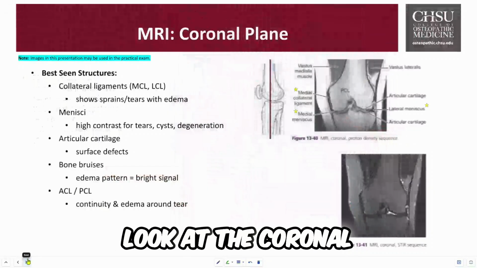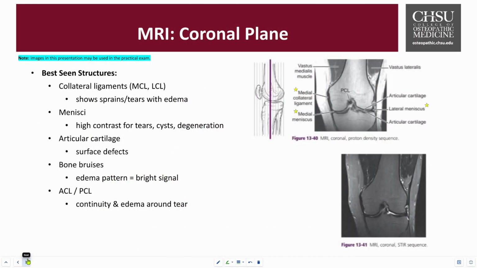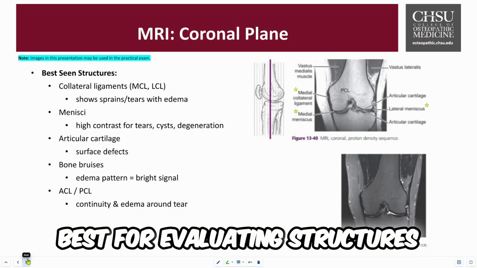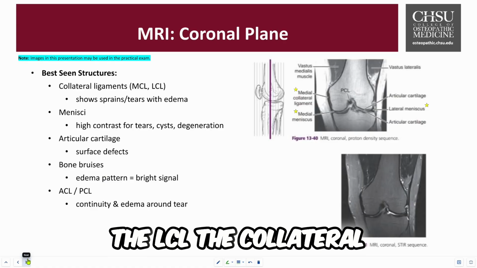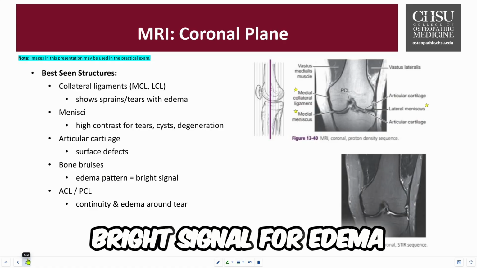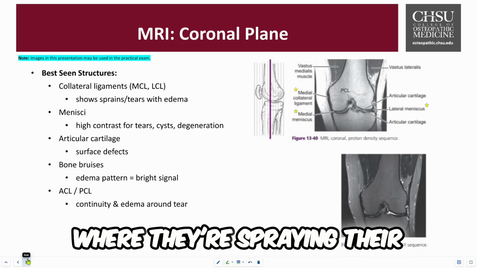Now let's take a look at the coronal view of the MRI. The coronal view is best for evaluating structures like the MCL and the LCL, the collateral ligaments. So there's a bright signal for edema where there are sprains or tears.